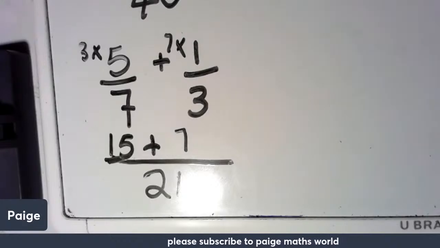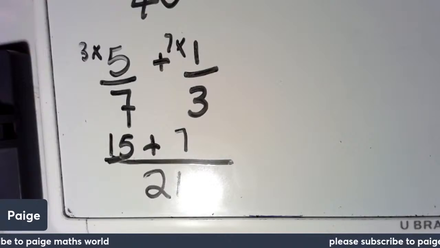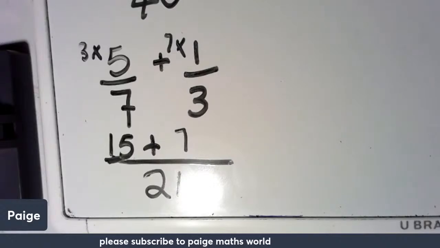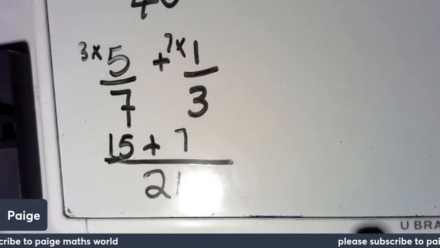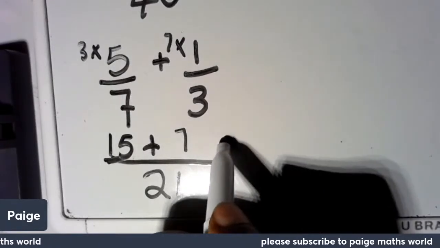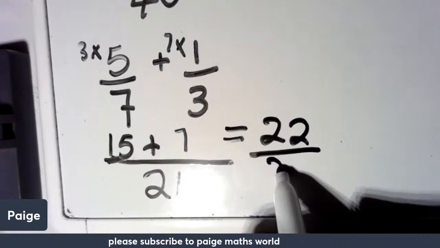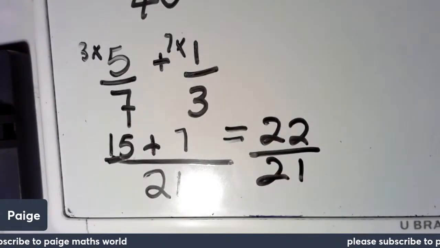Come on, we have to go draw circles. So 15 and 7. So now I said 22. So where did you get 23 from? So 22 over 21. Move on.